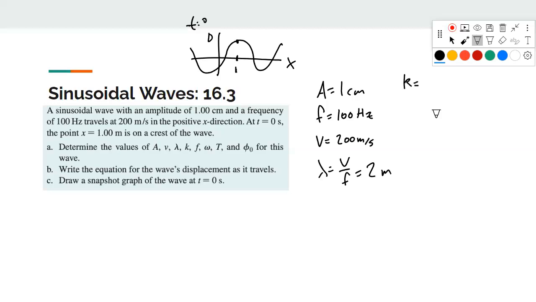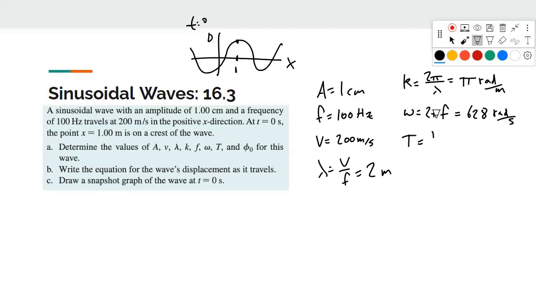k, they want us to calculate. This is just 2 pi over lambda. You can see a lot of this is just plugging into formulas. So that's just pi radians per meter. And then omega is just 2 pi f. So this is 200 times pi radians per second, but we could just multiply that out. So 628-ish radians per second.